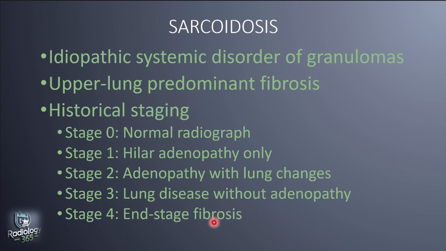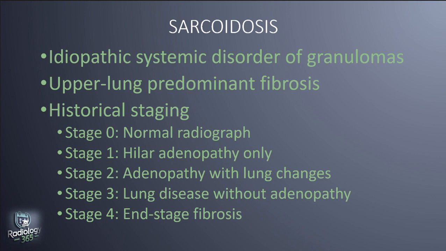And we mentioned that one of the most common causes of pulmonary fibrosis is idiopathic pulmonary fibrosis. Now, unlike idiopathic pulmonary fibrosis, the fibrosis in pulmonary sarcoidosis has a mid and upper lung predominance, much similar to end-stage hypersensitivity pneumonitis. A historical staging system has been used for radiographic findings, not CT, in sarcoidosis.